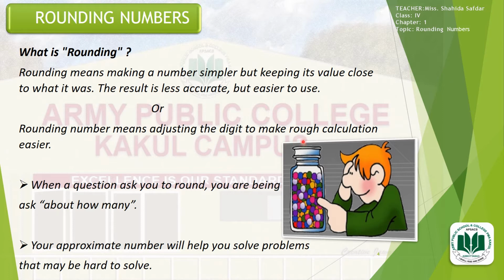That is, rounding off a number is used to make rough calculation easier. Whenever a question is asked about rounding, it means we are being asked about how many. Our approximate number will help us to solve problems that are hard to solve.